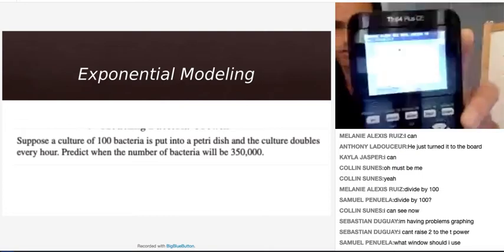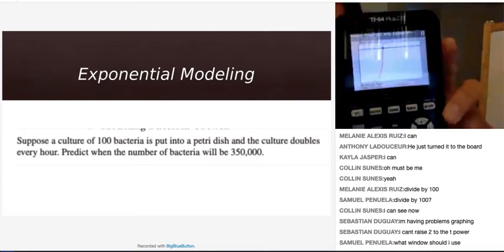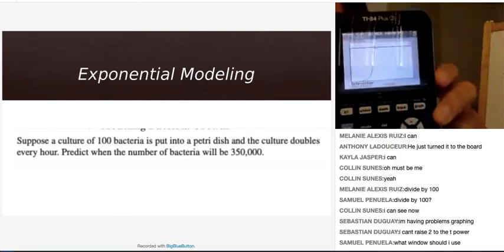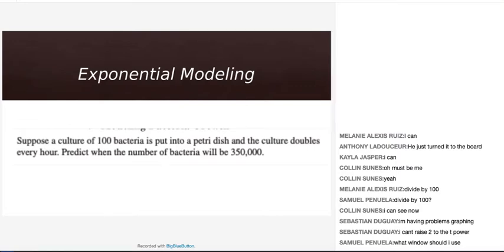Can I get the right lighting? There it is. Okay, 11.77 hours, right? This was every hour. And I just disconnected.